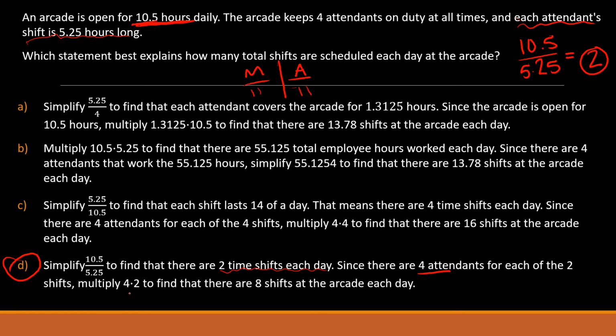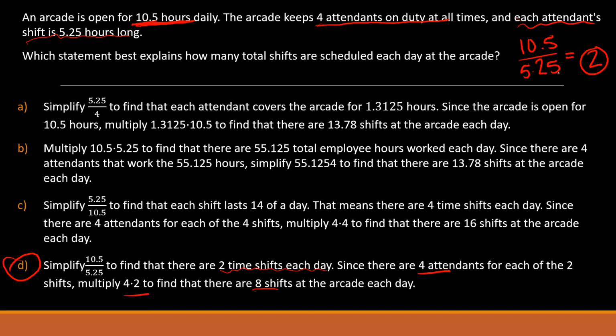oh, I read that wrong. You would multiply 4 times 2 to get the 8 shifts. I accidentally read this part wrong. I thought that said there are 4 total, not there are 4 attendants at all times. See, read your questions carefully. Go back and reread them.